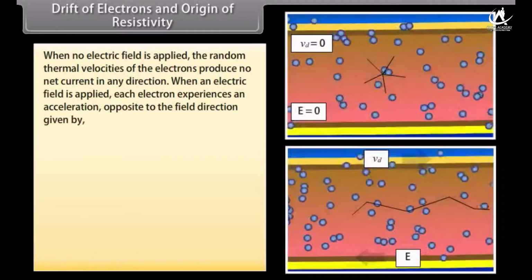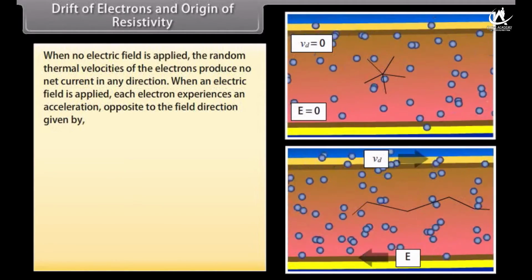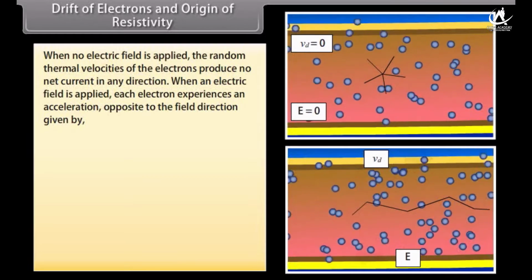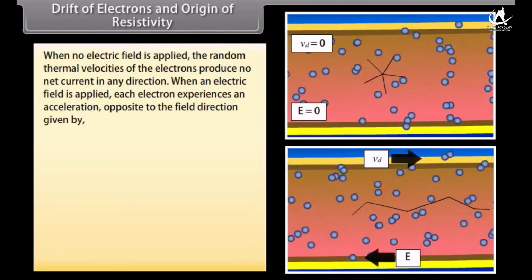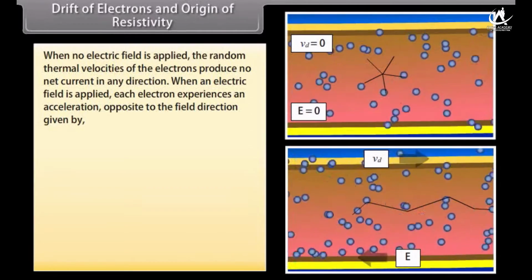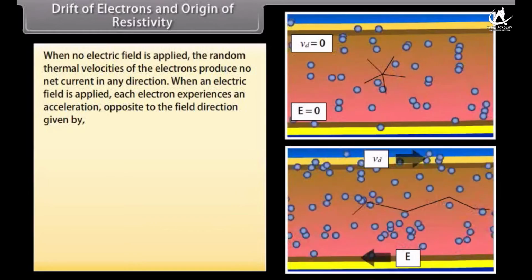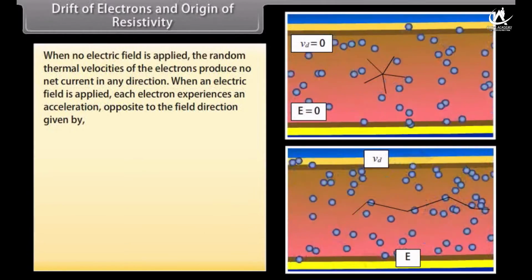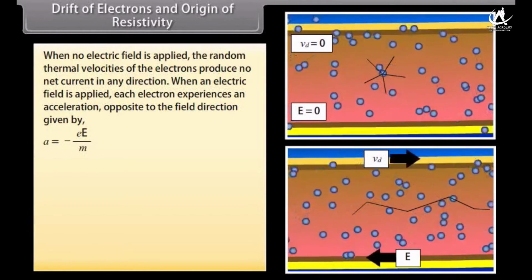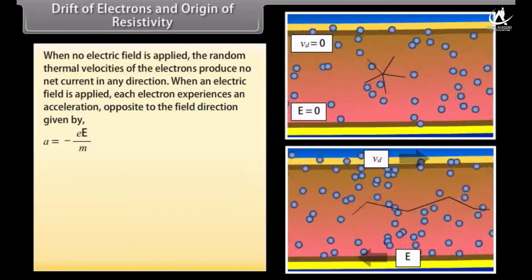Drift of electrons and origin of resistivity. When no electric field is applied, the random thermal velocities of the electrons produce no net current in any direction. When an electric field is applied, each electron experiences acceleration opposite to the field direction, given by a equals minus eE divided by m.